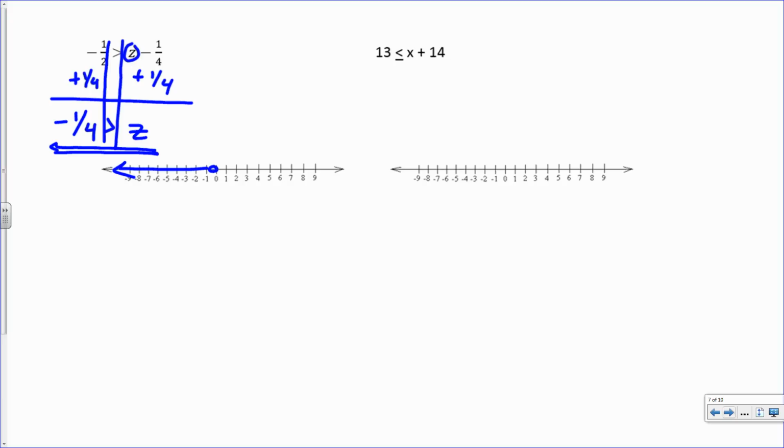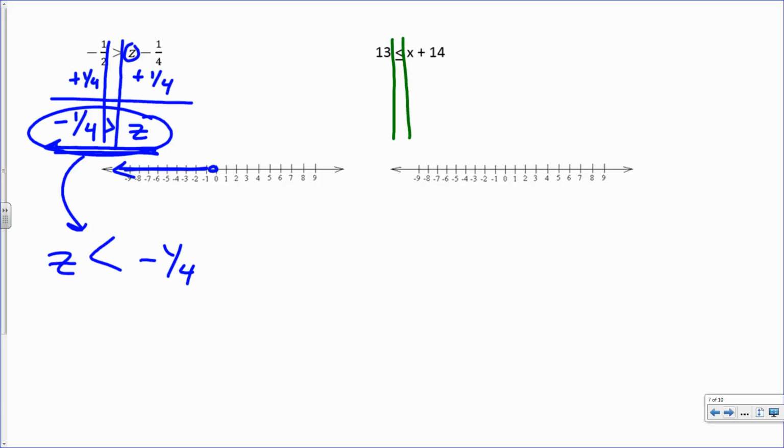Now, if you don't want to read it backwards, you could rewrite it by flipping this entire equation. So that means I would put z on this side and negative 1/4 on this side. And when you flip that, you then have to flip your inequality. So now it says z is less than negative 1/4, and it's more clear that my line needs to go to the left. So try the next one, and then we'll look at it together.